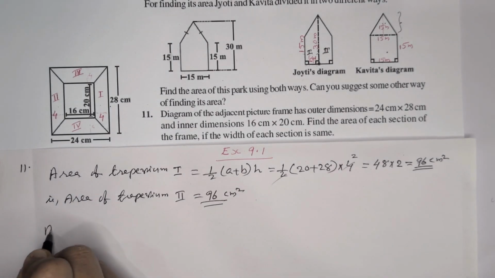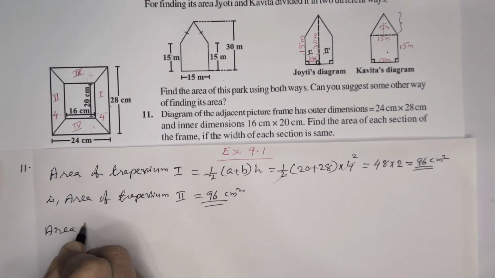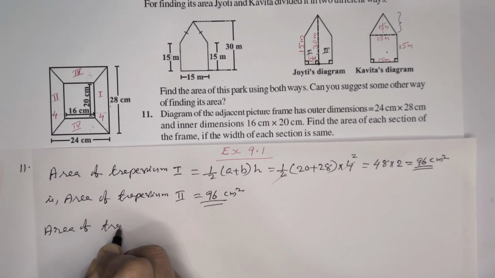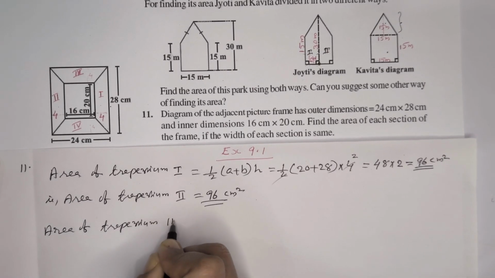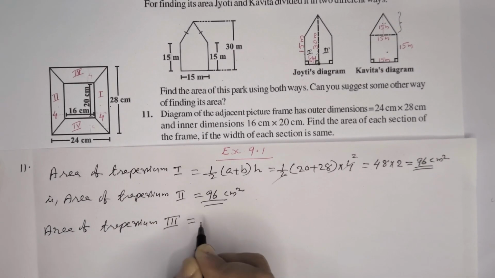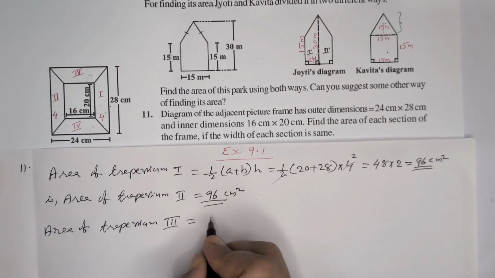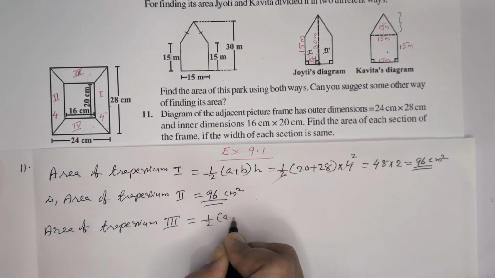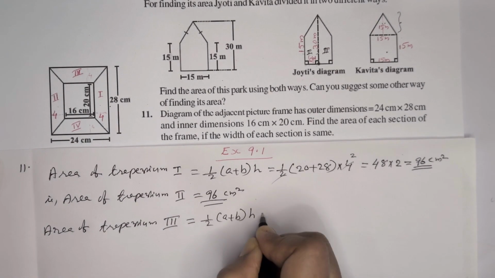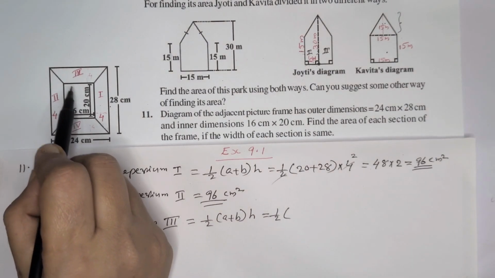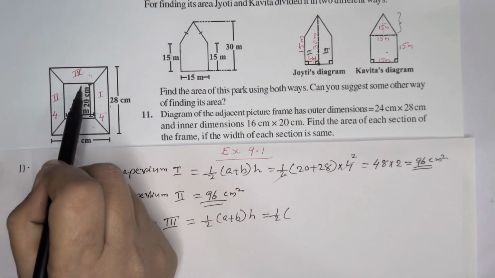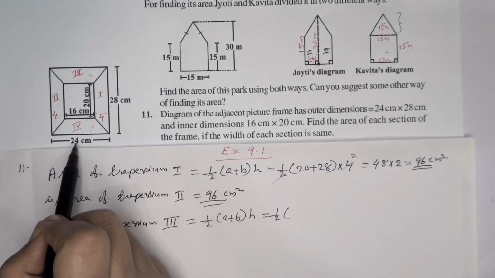Now we are going to find the third one, area of trapezium 3, which is equal to, here the same formula, half into (a plus b) into h. Here in half into (a plus b) we have to take a as 16 and b as 24.